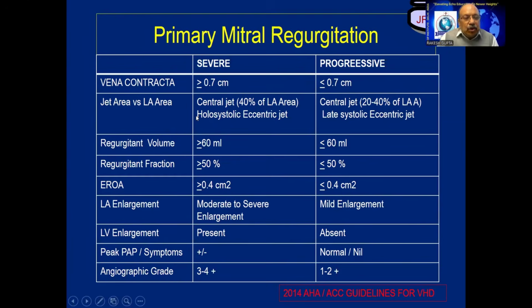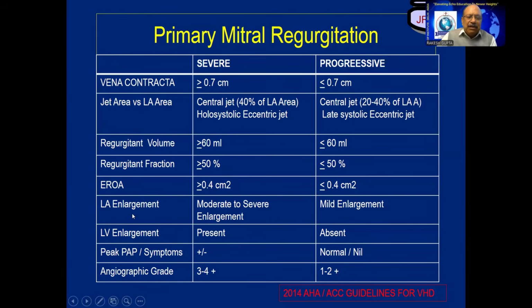Now, if I show you this chart, which was made in 2014 by the AHA-ACC guidelines for valvular heart disease, let me just look at this. Vena contracta, more than 0.7 centimeters is severe. Jet area versus LA area, more than 40%. Now we have multiple other things: regurgitant volumes, regurgitant fraction, effective regurgitant orifice area, LA enlargement, LV enlargement, certainly yes. Peak pulmonary artery pressure, angiography code. I'm not really bothered about all this.